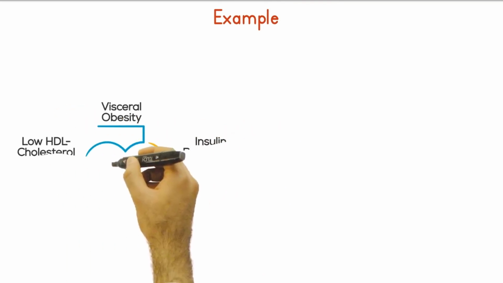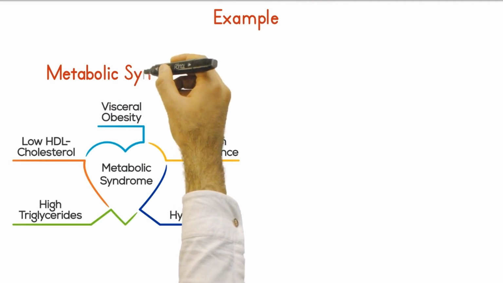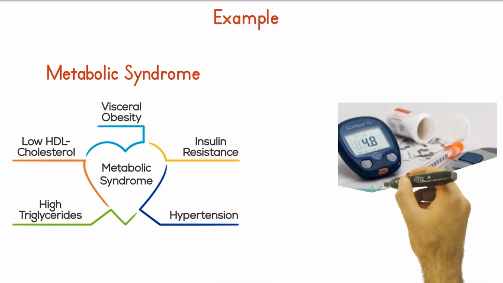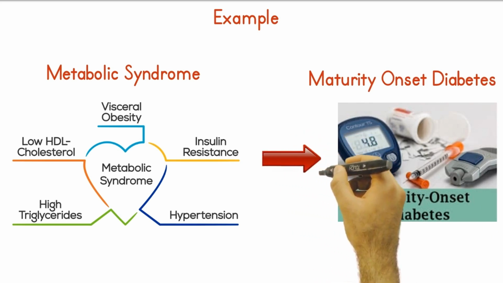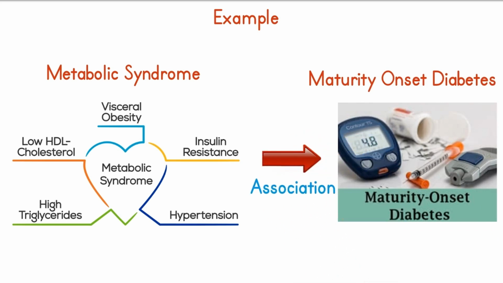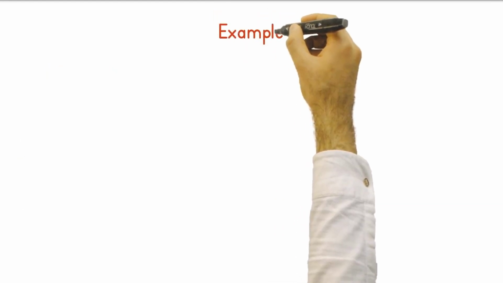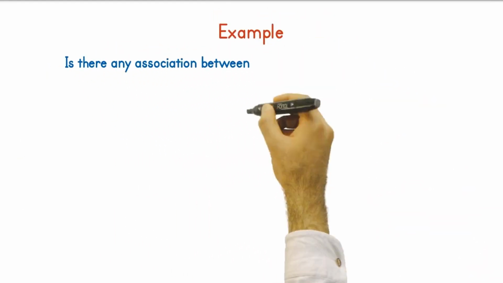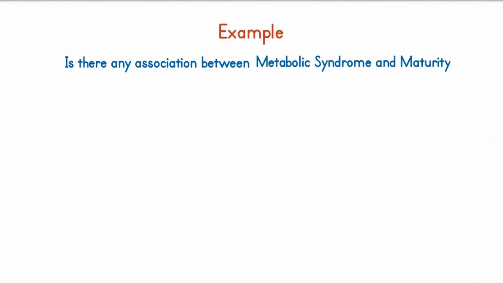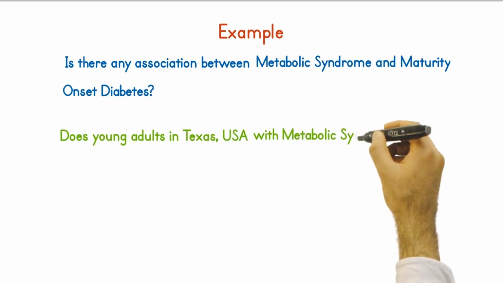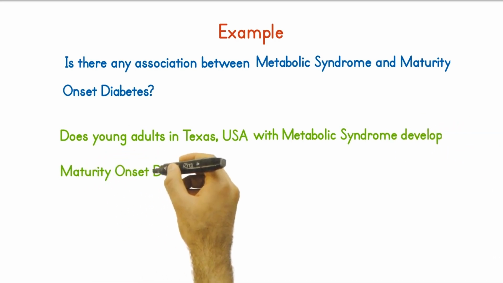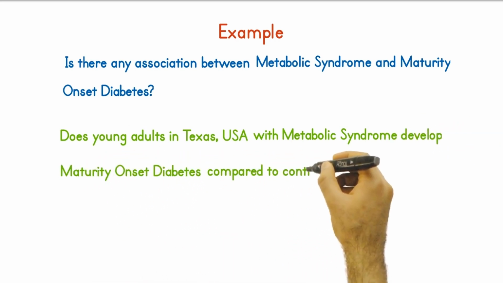We want to see the association between metabolic syndrome and maturity onset diabetes of the young. Now, how to frame the research question for this: metabolic syndrome as risk factor and maturity onset diabetes as outcome. The research question was: is there any association between metabolic syndrome and maturity onset of diabetes? But the research question can be reframed with PICOT criteria as follows. Do young adults in Texas, USA with metabolic syndrome develop maturity onset diabetes compared to controls?